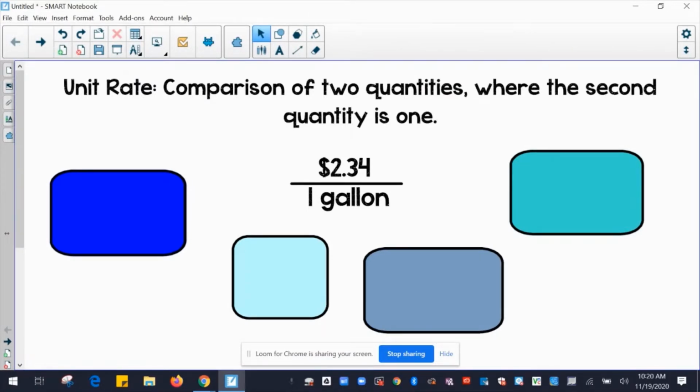In this video, we will share a strategy that supports your students' understanding of unit rates in Unit 3. A unit rate is a comparison of two quantities where the second quantity is 1. For example, the cost of a gallon of gas can be written as a fraction: $2.34 per 1 gallon.